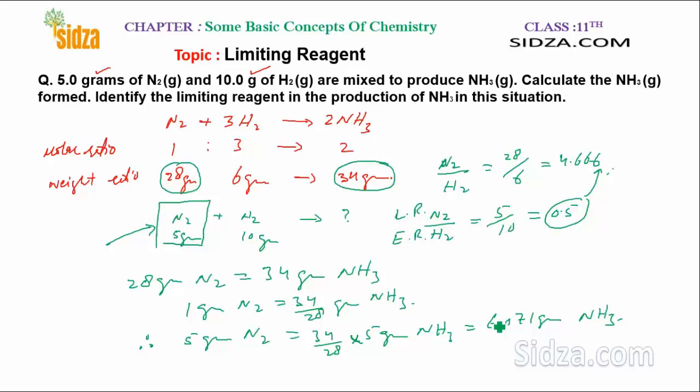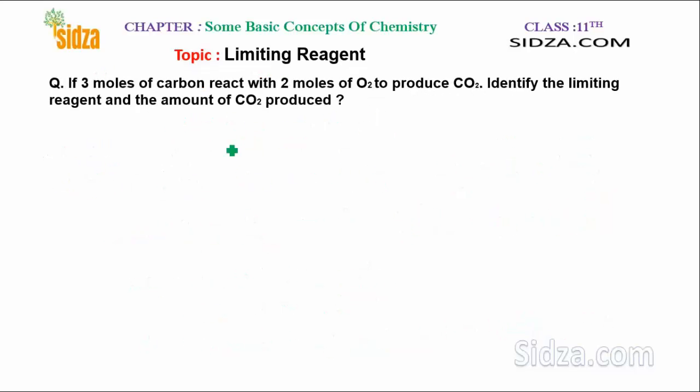Fine, so let's take another example. Here is the reaction between carbon and oxygen to produce carbon dioxide. We have to identify the limiting reagent and the amount of carbon dioxide formed. So first of all, I'll write down the balanced equation. Carbon reacts with oxygen and forms carbon dioxide. And this is the balanced equation. We don't need to do anything else, right?